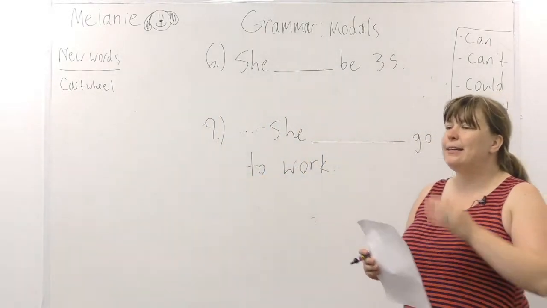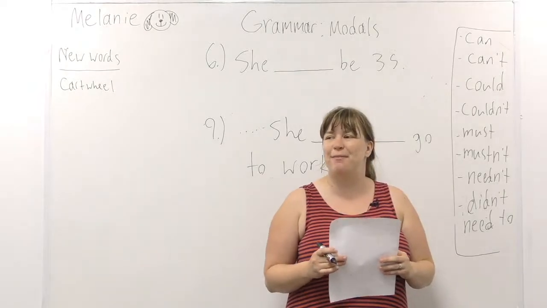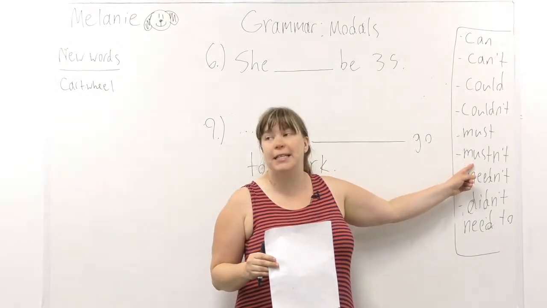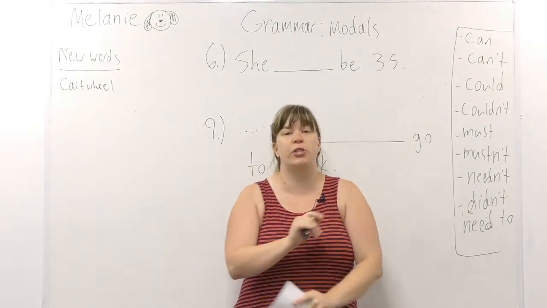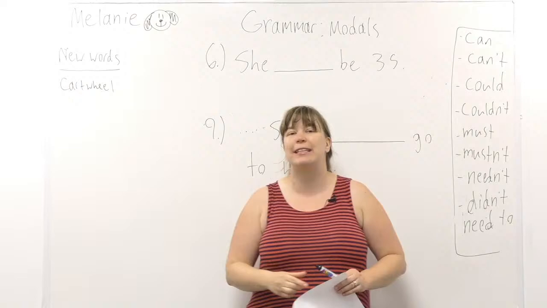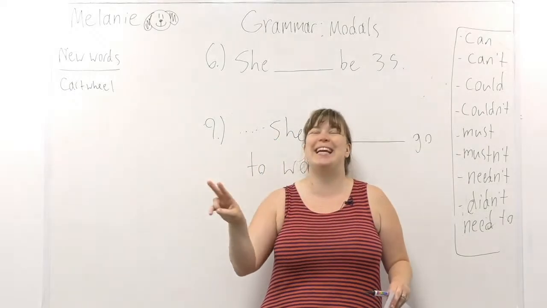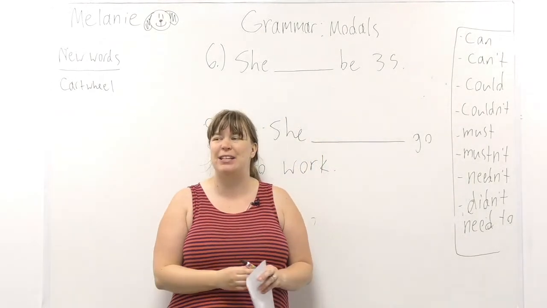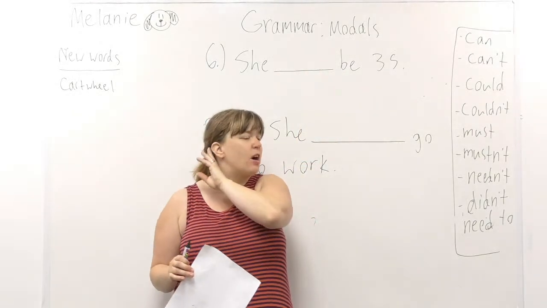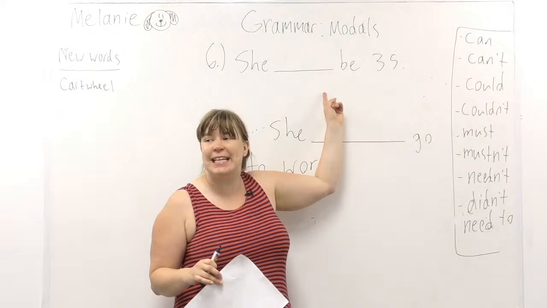Okay, so we got an answer for number 6. She must not be 35. Ooh, good try, good try. Remember, must not and mustn't is for rules. For example, when you're in the library, you must not speak loudly. When you're at school, you must not smoke in the classroom. That's a silly example, I know. So must not be 35, not quite, because it's not really a rule. Good try though.